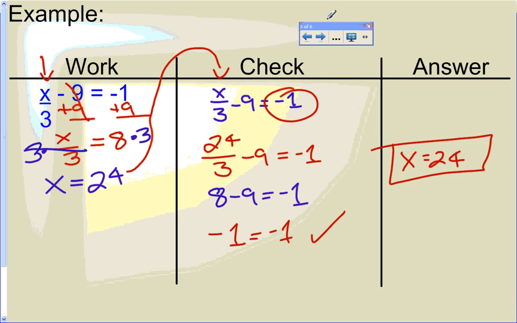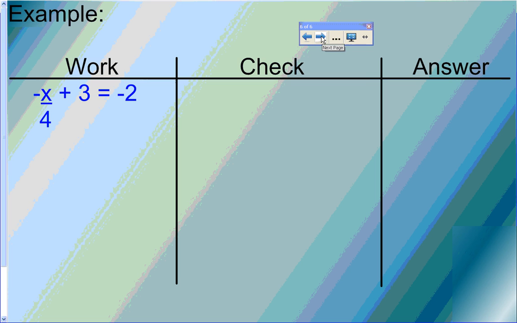One last example, and then we'll be done. I put this in here to kind of confuse you. Hopefully it won't. Negative x divided by 4 plus 3 is equal to negative 2. So what is the magical number that I can plug in here so that when I make it negative and then divide it by 4 and then add 3 to it, it will be equal to negative 2?